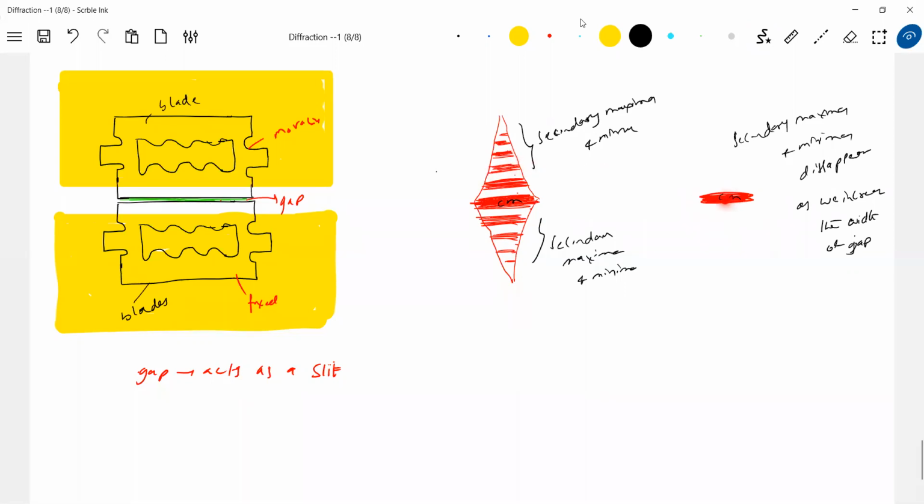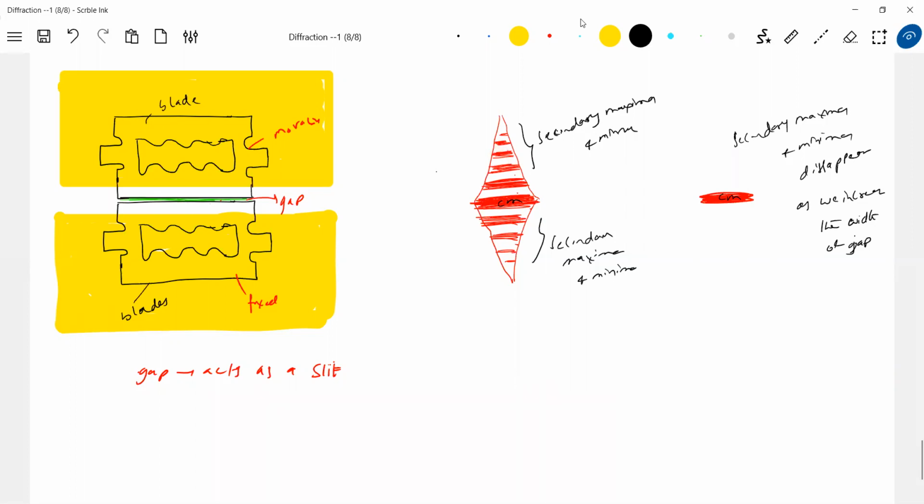This will support ray optics. Light propagates in a straight line. But the light in fact starts bending. Why is it bending? Because of diffraction. Once you see this and confirm that the light bends and diffraction occurs, then we can enter into mathematics.